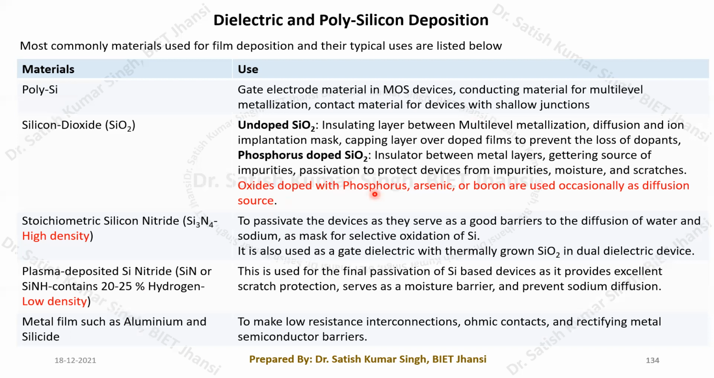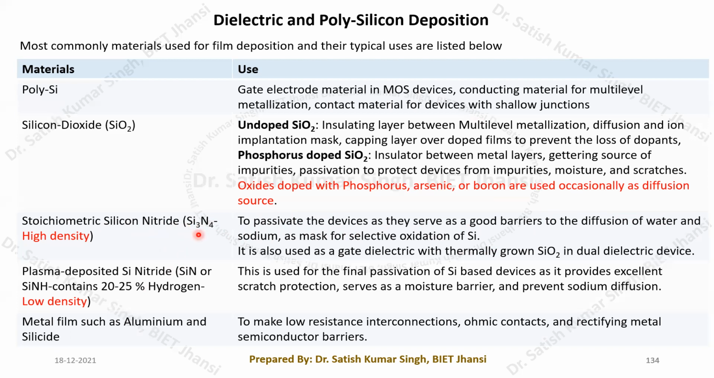Now here you can see this stoichiometric silicon nitride is generally used to passivate the devices, as it serves as a good barrier to the diffusion of water and sodium. That's why it is used as the passivating layer. Generally, water and sodium cannot penetrate through this silicon nitride layer, Si3N4.